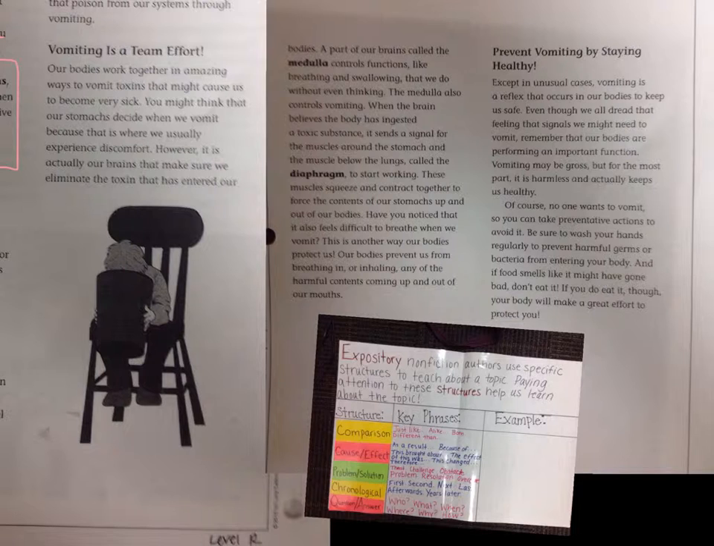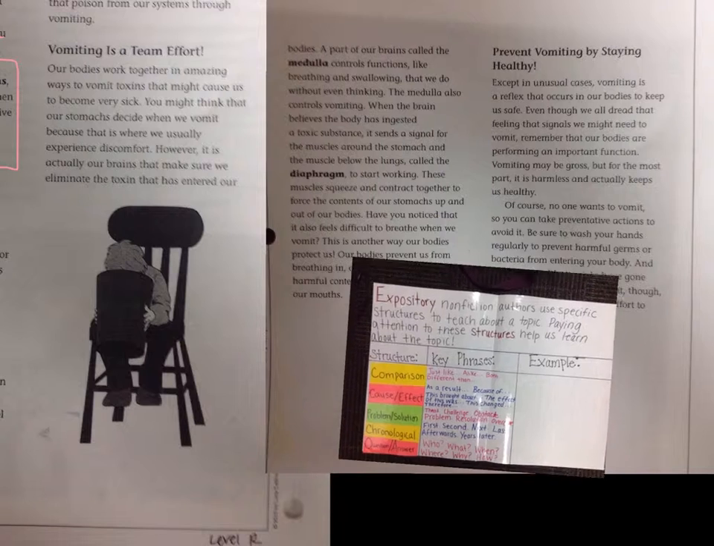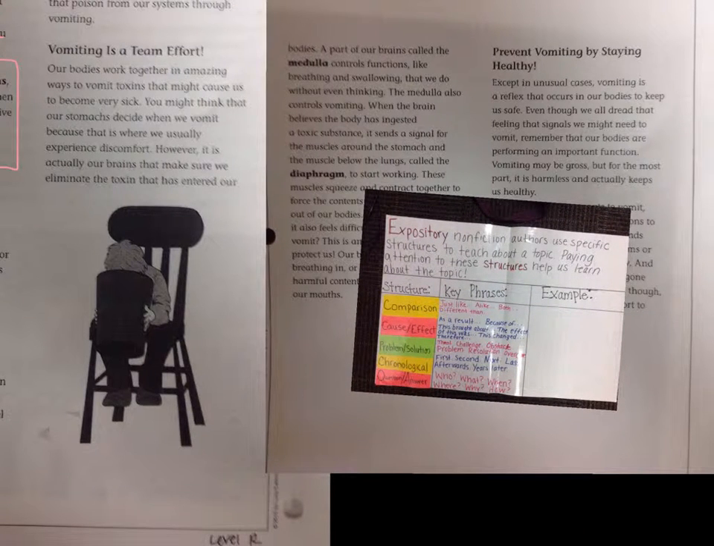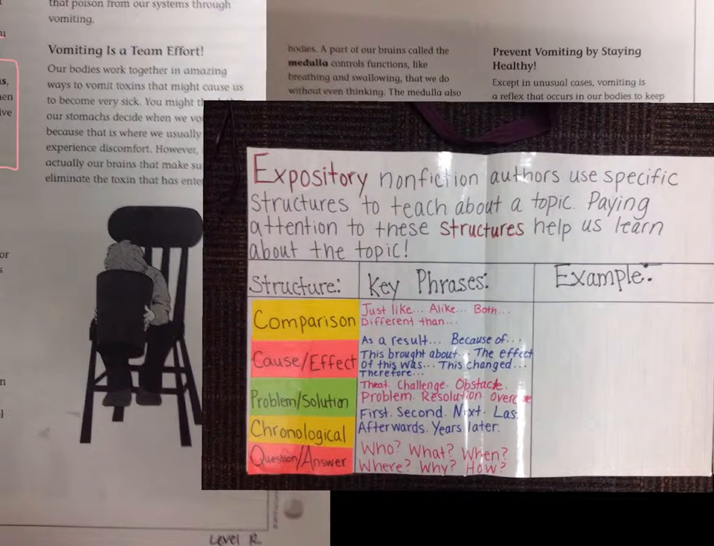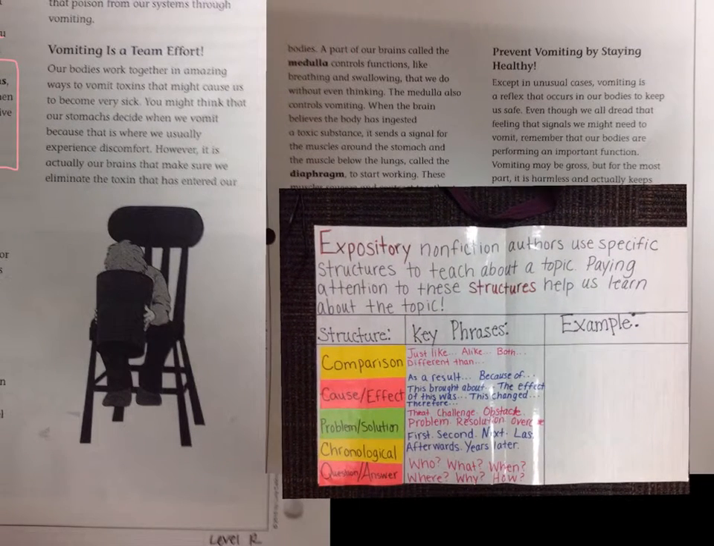Readers, again, I want you to take a look at the text structure chart. And I'd like you to determine the text structure of that section. Readers, if you thought that it was question and answer, you are correct. But I want you to think again: why is it question and answer, and what question is it answering? Because you'll notice that the title does not ask a question. It says vomiting is a team effort. So what question is this section answering? Turn and talk with your partner now.